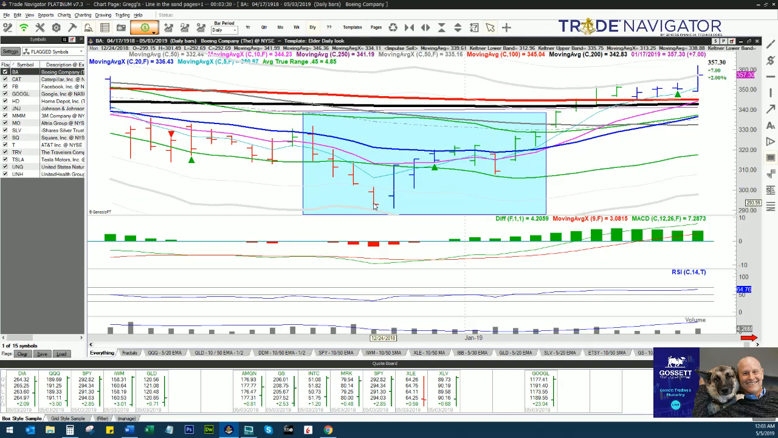Either shorts decided to cover, that adds some buying pressure. Some dip buyers came in, that's adding some buyer pressure. And then they're able to overcome the downward move to start going up. Well, the people that bought down here, just like me, people that buy down here do not think this is the bottom.